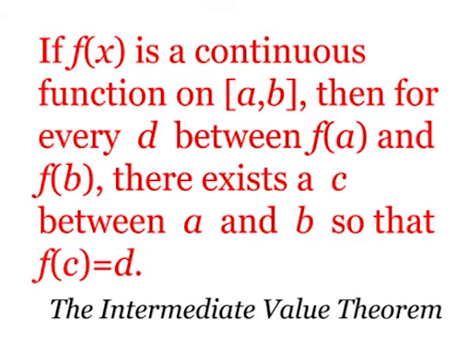If f of x is a continuous function on the closed interval [a, b], then for every d we pick between f of a and f of b, there exists a c between a and b such that f of c equals d. Whew, that's a little complicated. But it's not so difficult if you take a look at what it means visually.